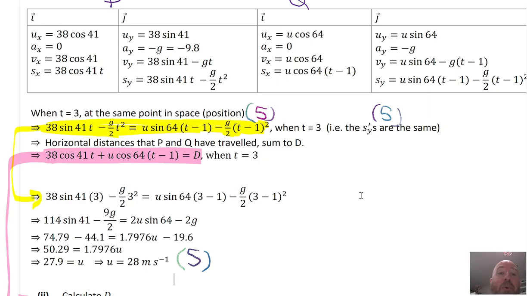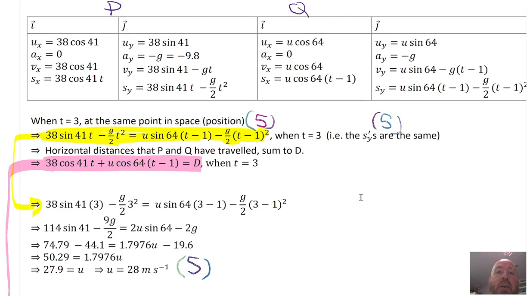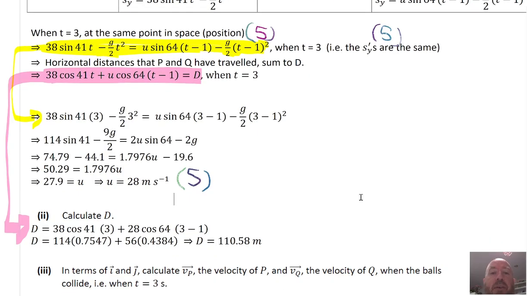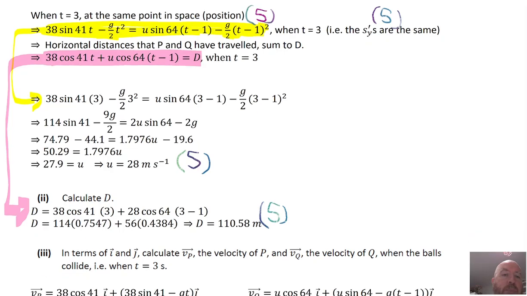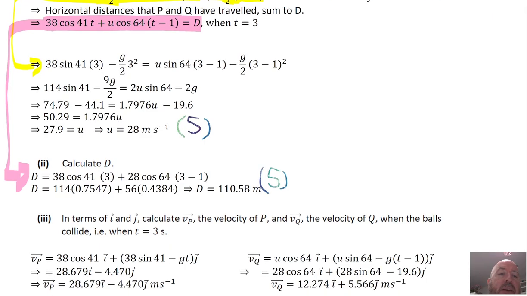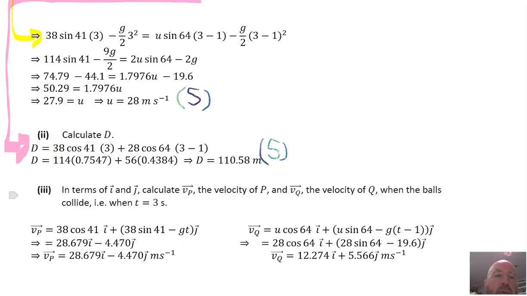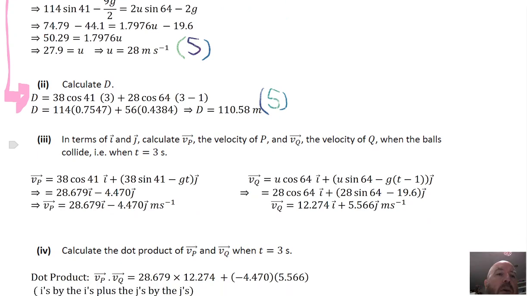Remembering we only need 5 more to get the 20. And this calculate D was 5 marks for that, and I got 1058, they got 1057. That's just a calculator rounding, so that's going to be fine. Then in terms of I and J, we calculate VP and VQ. So VP is 28.68, 44. So I got 5 marks for that.